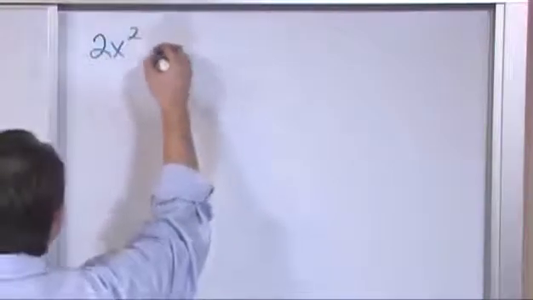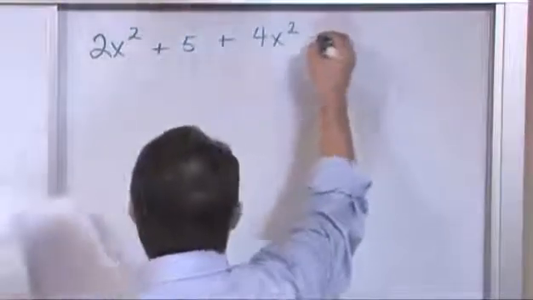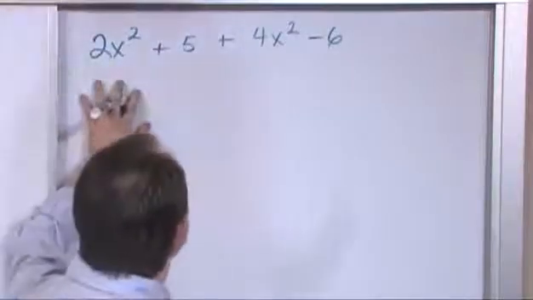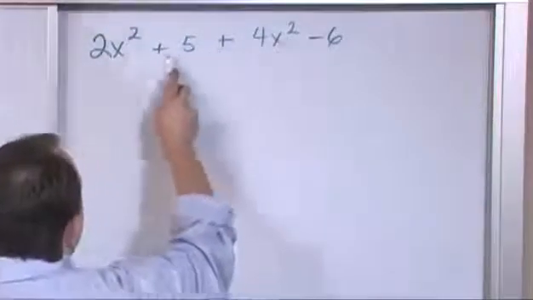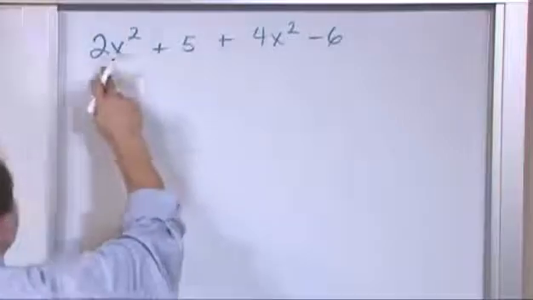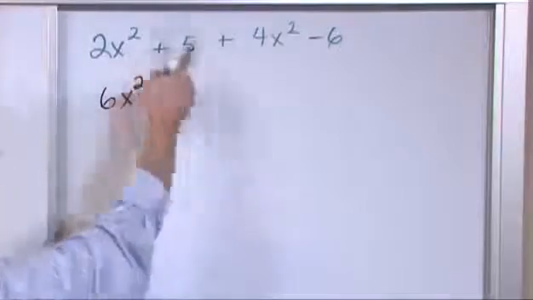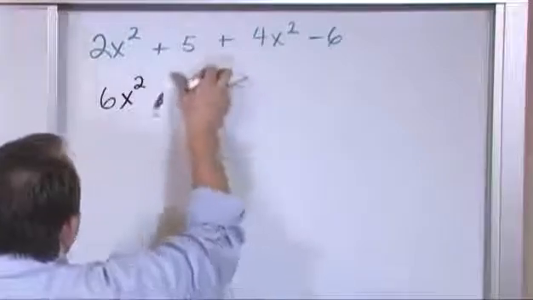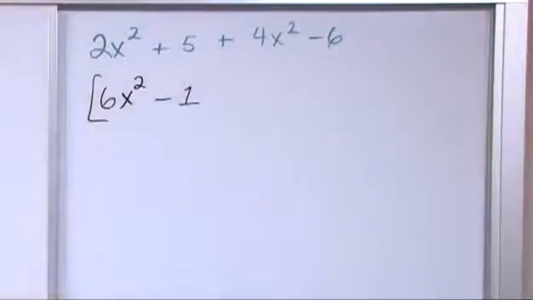2x squared plus 5 plus 4x squared minus 6. And we just do the same thing. Now notice, this is the first time we get into something that has squares in it, but we already talked about what like terms are. These guys are like terms only because we have x squared in both cases. So 2 plus 4 is 6. 6 what? 6x squared. We have to drag along whatever we're adding together. Plus 5 minus 6 is going to give us minus 1. So we have 6x squared minus 1.